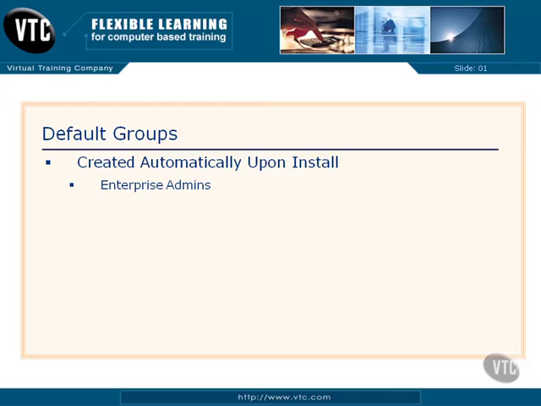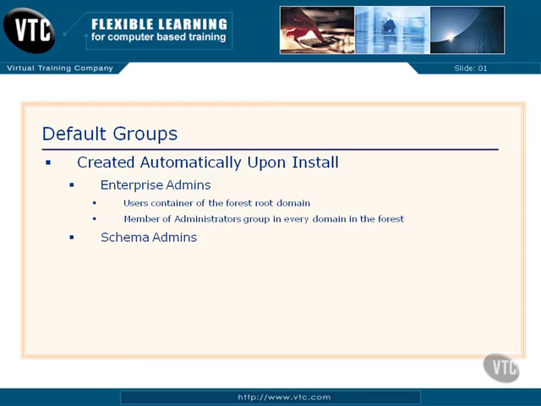Now, if you want to make 100 on the exam, memorize these groups and everything they do. If you're like me and you'll take a 98, maybe just look over these and be very familiar with them. Most of the time, they're self-explanatory. The Enterprise Admins group, I'll show you these in just a few minutes. This is in the users container of the forest root domain. That's where it is placed by default, and it's a member of the administrators group in every domain in the forest. So when you're an enterprise admin, you can do anything anywhere.